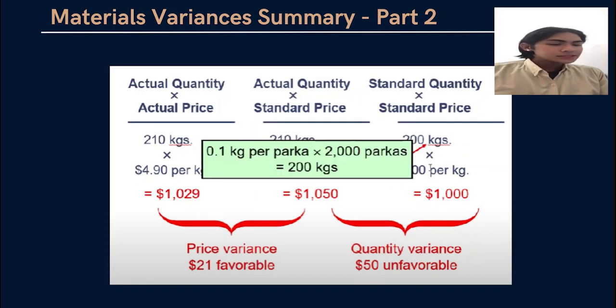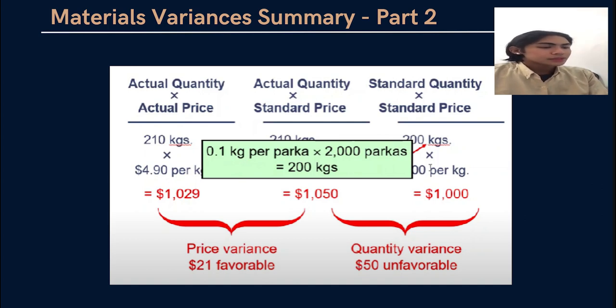After finding the variance naman po, we will proceed to multiplication. 210 kilograms times 4.90 per kilogram, pag tinimes po natin ito is equals to $1,029. Second naman po is the actual quantity times standard price. 210 kilograms times $5 per kg. Pag minultiply po natin ito is equals to $1,050.